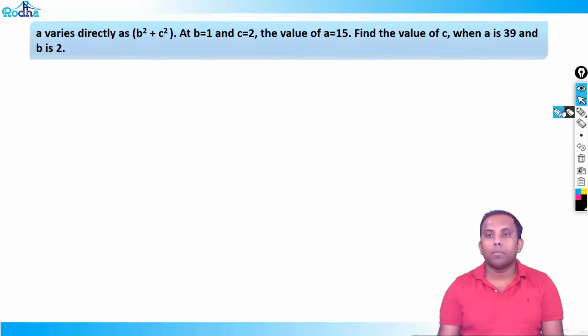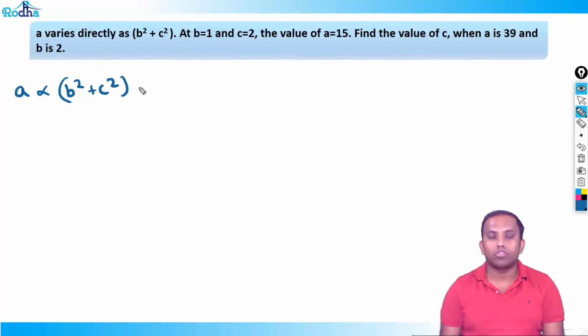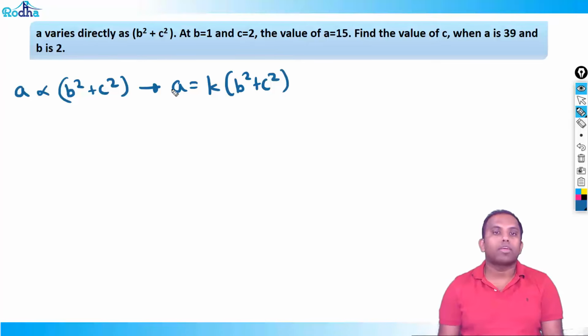Now see this question here. A varies directly as b square plus c square. Let me write here now. A varies directly as b square plus c square. At b equal to 1 and c equal to 2, the value of a equal to 15. So let me put in the equation here. I can write that a is equal to some k into b square plus c square. So I can get the value of k from here, right?